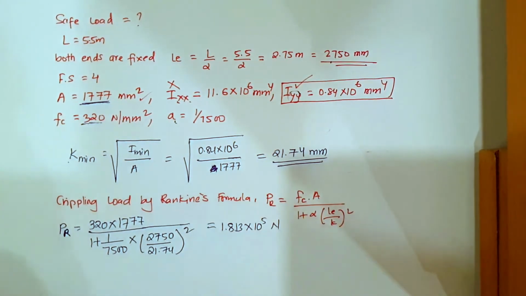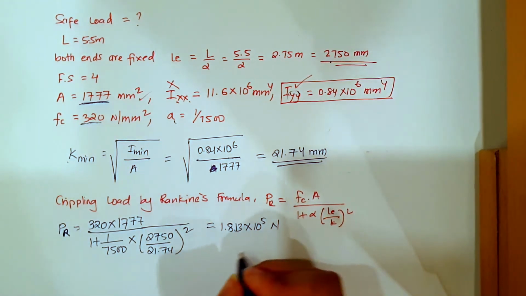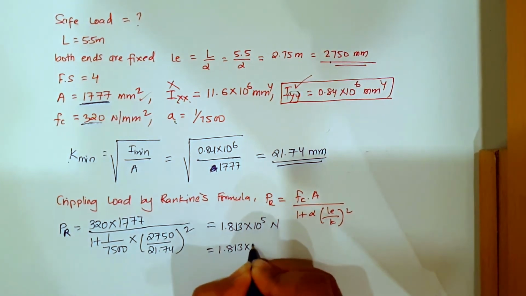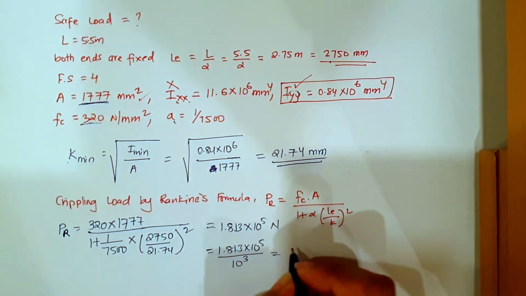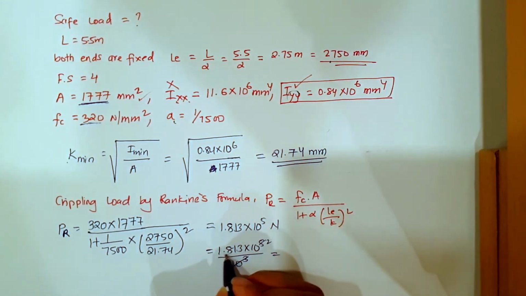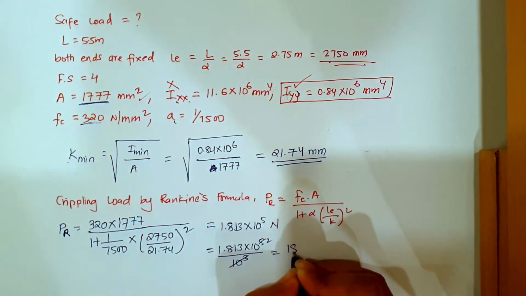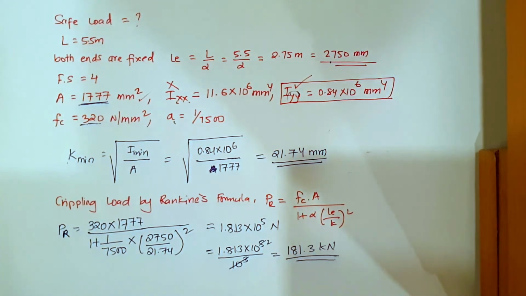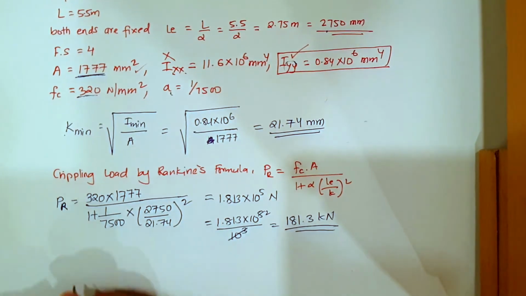Now from here PR will be coming equal to 1.813 into 10 raised to power 5 Newton. Now if you convert this Newton to kilonewton, it will be equal to 1.813 into 10 raised to power 5 divided by 10 raised to power 3. So from here you will get cancel, here it will be 2. So 1.813 into 100 will be equal to 181.3 kilonewton.